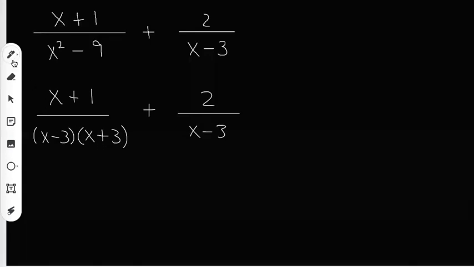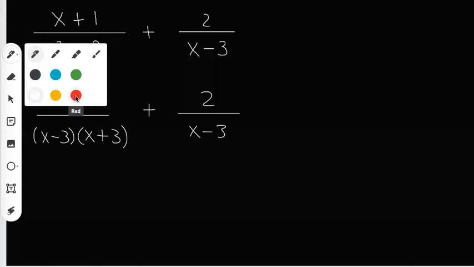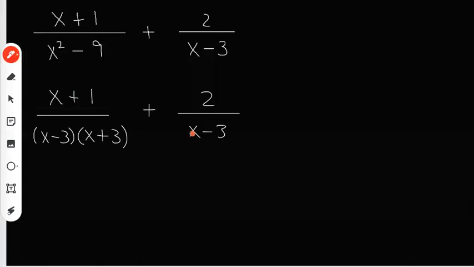So what I need to do is multiply the top and the bottom of the second fraction by x plus 3. And I'm going to do that inside parentheses. I'm going to put the x plus 3 on the bottom, and I'm going to put the x plus 3 at the top. So now I have a common denominator. The bottoms of the fractions are the same. And now I can mess with the numerators, the tops of the fractions.